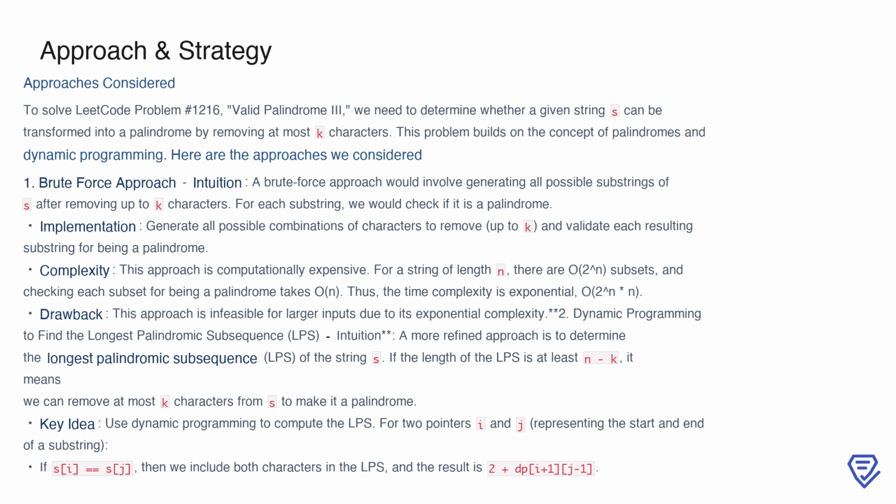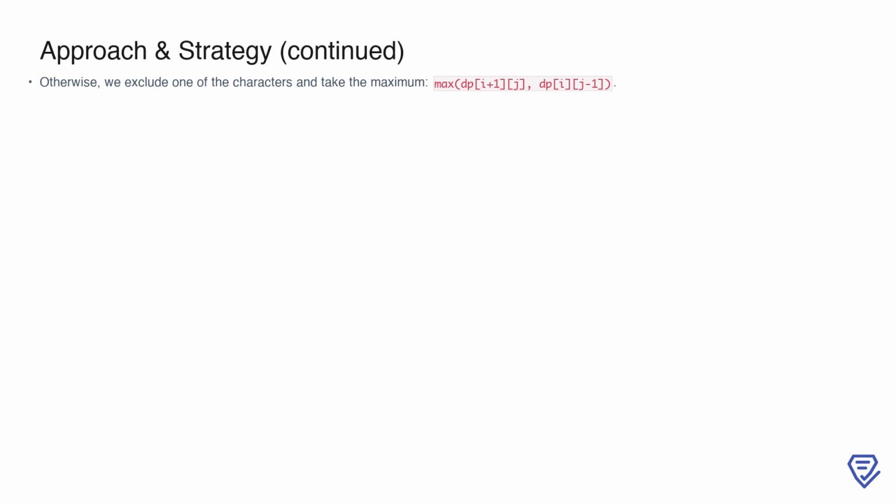A more efficient solution involves dynamic programming, specifically by finding the longest palindromic subsequence, or LPS. Here, the core insight is that if the length of the LPS is at least n-k, where n is the length of the string, then the string can be transformed into a palindrome. To compute the LPS, we use a dynamic programming table. When 2 characters match, we include them in the LPS and add 2 to the result of the subproblem for the remaining substring. If the characters don't match, we take the maximum result by excluding 1 character at a time. This approach significantly reduces the number of redundant computations compared to brute force.